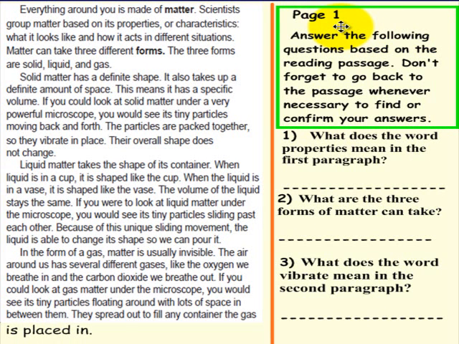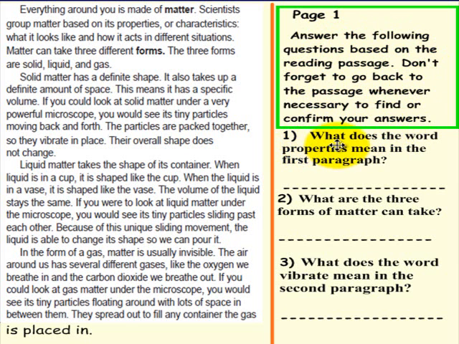Page 1. Please do not pick up a pen until you are asked to do so. Answer the following questions based on the reading passage. Don't forget to go back to the passage whenever necessary to find or confirm your answers.